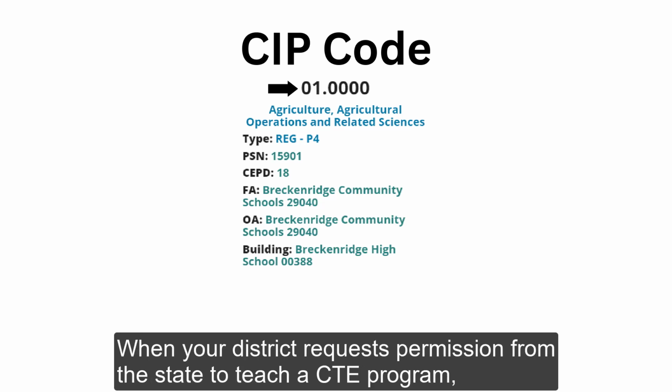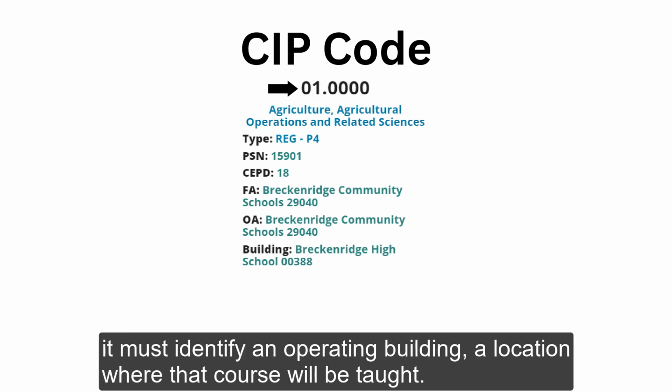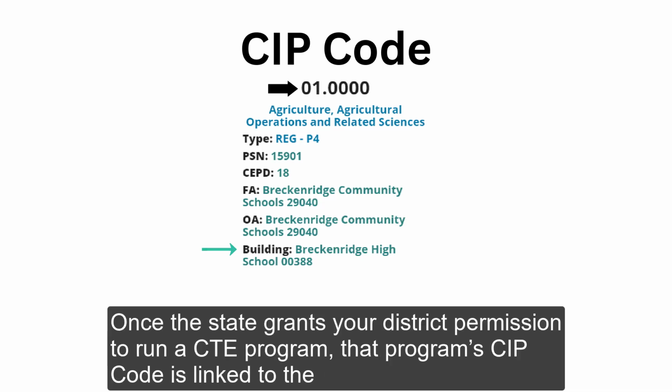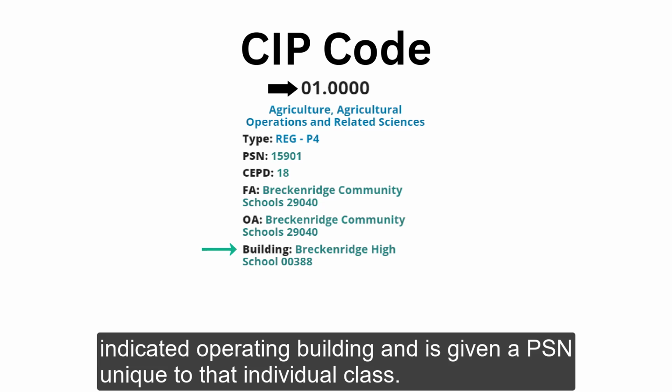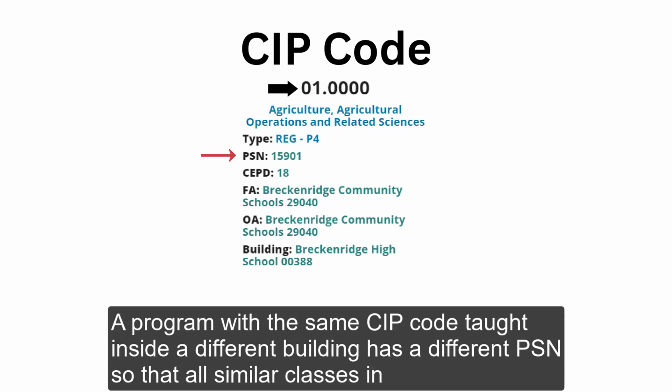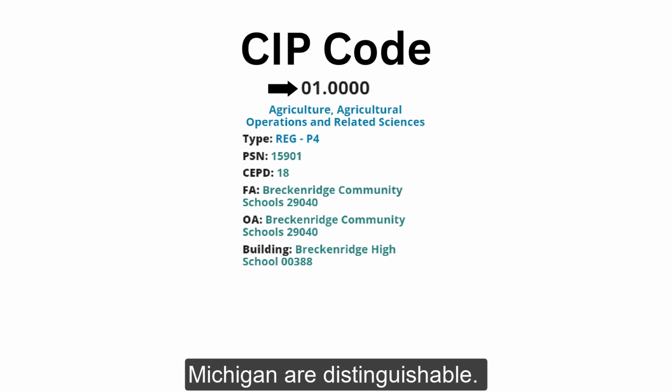When your district requests permission from the state to teach a CTE program, it must identify an operating building, a location where that course will be taught. Once the state grants your district permission to run a CTE program, that program's zip code is linked to the indicated operating building and is given a PSN unique to that individual class. A program with the same zip code taught inside a different building has a different PSN so that all similar classes in Michigan are distinguishable.